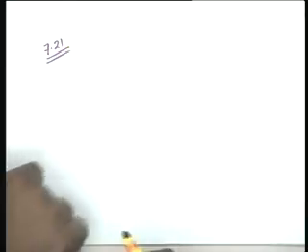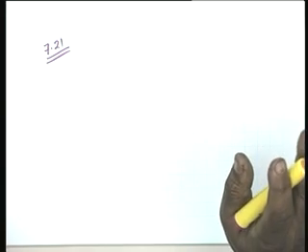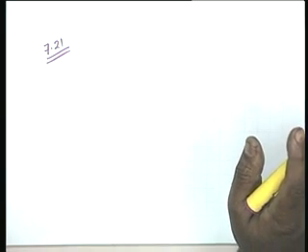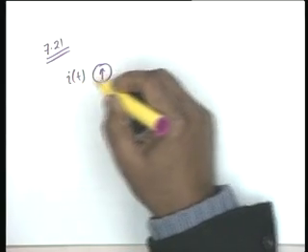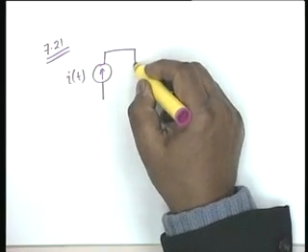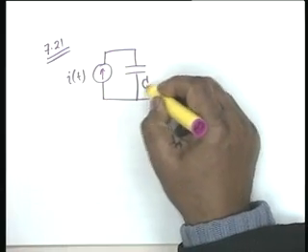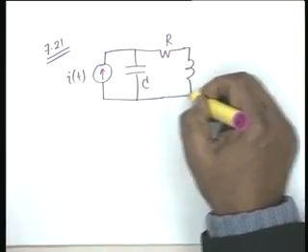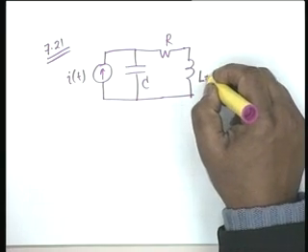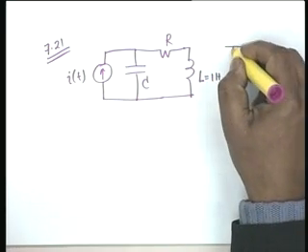I have 15 minutes more, and this example is 7.21. Please try to follow what I have been doing. It is a simple example, can be solved by inspection, and that is what we will do. We will not write loop or node equations, or even Thevenin or Norton. This example has a current source I of t, a capacitance C, a resistance R, and an inductance L. L is 1 Henry, that is given.